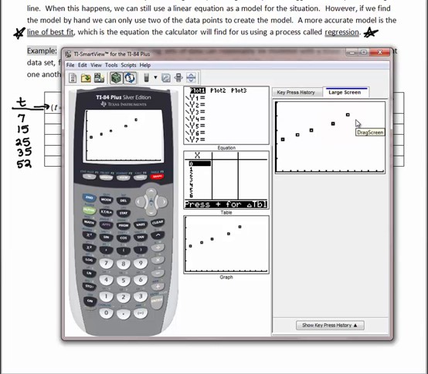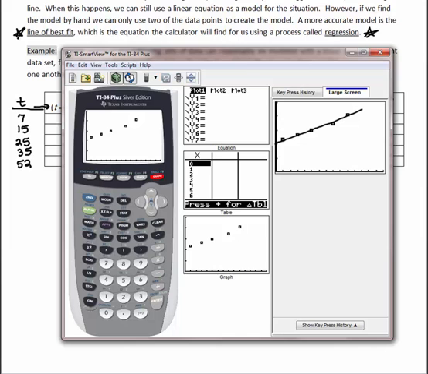And I can see that this time, although it's not a perfect line, it's not bad. I could imagine drawing a line on here that would come pretty close to all of those data points. I'm going to miss them by just a little bit, but unlike last time, I'm very close. So this time, a linear model is a really good choice.